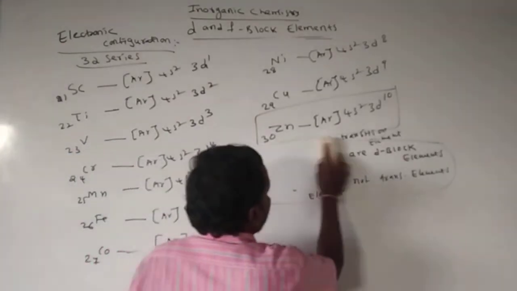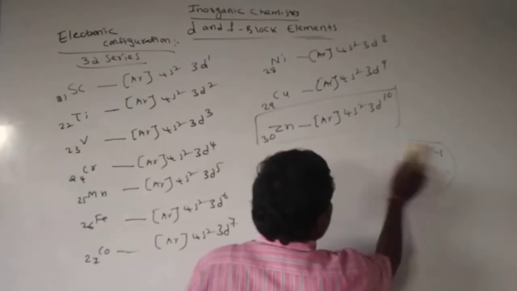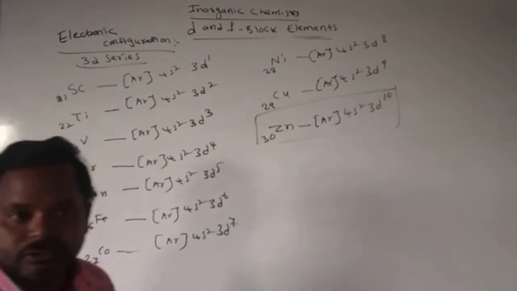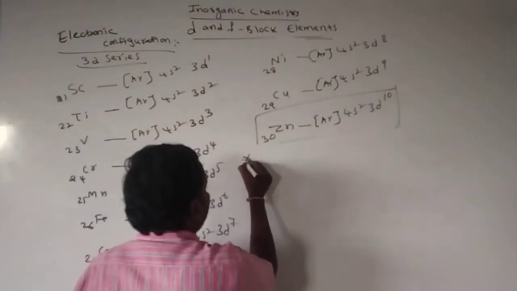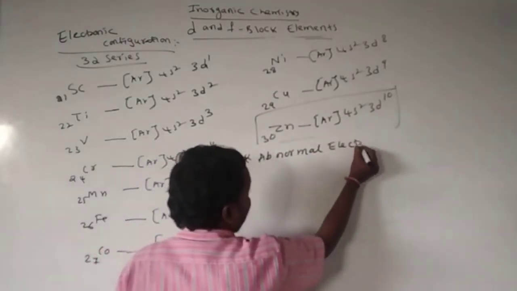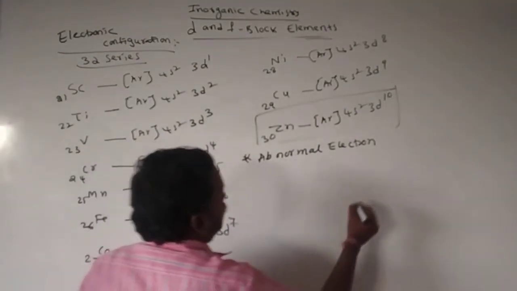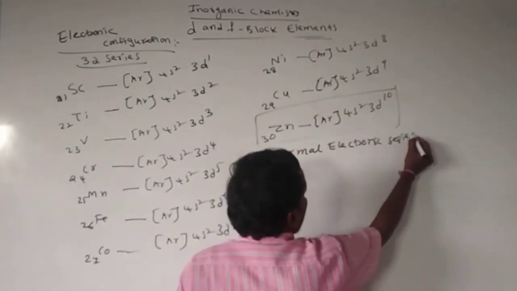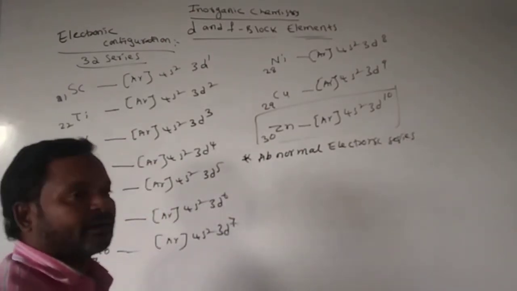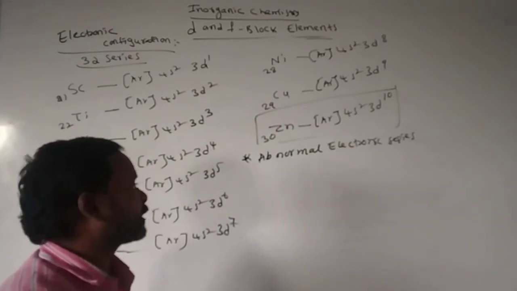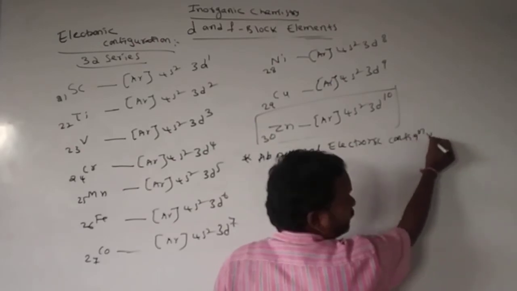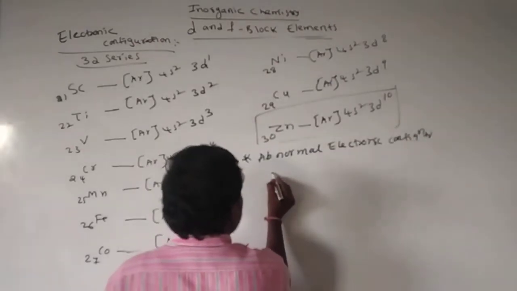Here, two elements have a different configuration, which we call abnormal electronic configuration. In this series, two atoms, not two electrons, show a different electronic configuration that we call abnormal electronic configuration. I want to show those two elements.